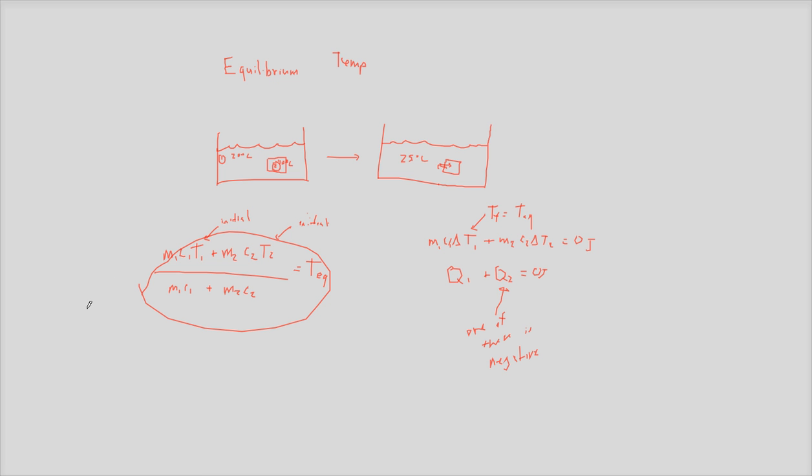Okay? And now it really is just a plug and chug thing. One thing to note is that this M1 and this M1 and this C1 and this C1, they don't cancel out. This M2 and this M2 and this C2 and this C2, they don't cancel out. What you have to do is plug this into your calculator: put a left parenthesis, do M1 times C1 times T1 plus M2 C2 T2, close that parenthesis, then divided by, open parenthesis again, M1 C1 plus M2 C2, close parenthesis. And that will give you your equilibrium temperature.